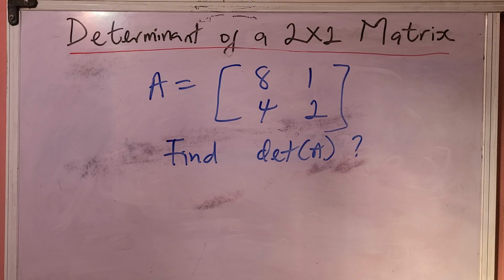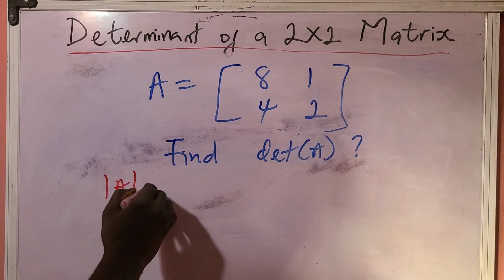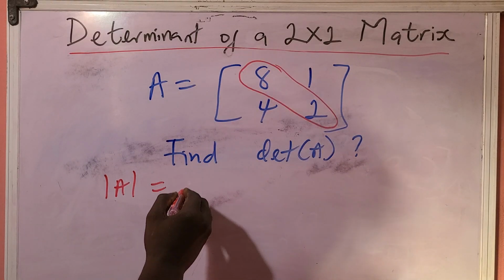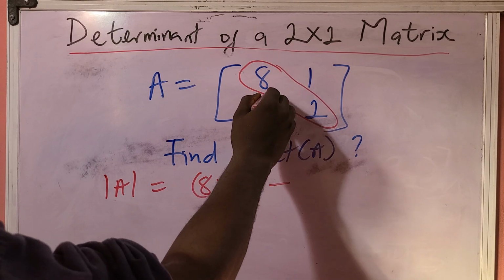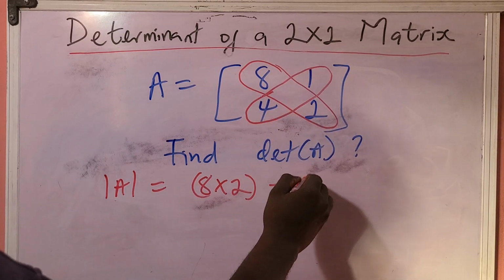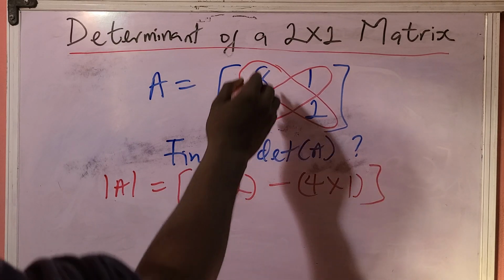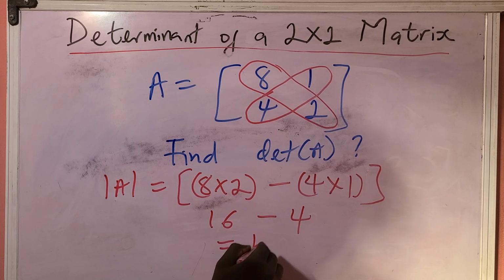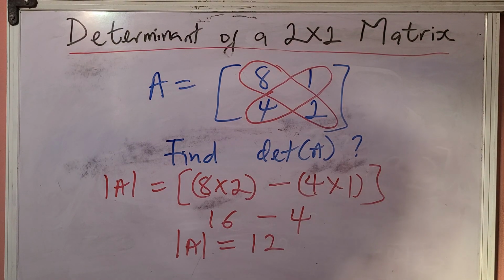So looking at this other example, you can see that to find the determinant of A here, what we have to do is to multiply the leading diagonal, that will be 8 times 2, and subtract the other diagonal from that. That's 4 times 1. So we have 16 minus 4. This gives me 12. Therefore, I can define my determinant of A to be equal to 12.